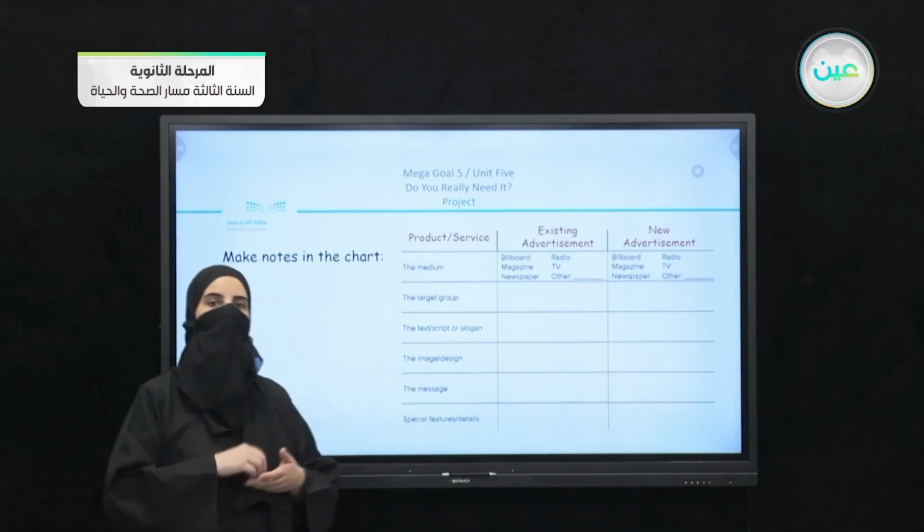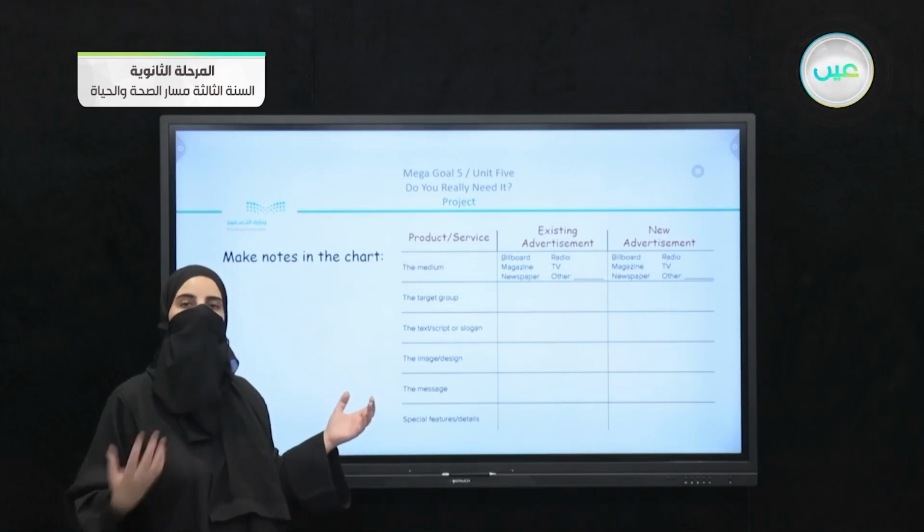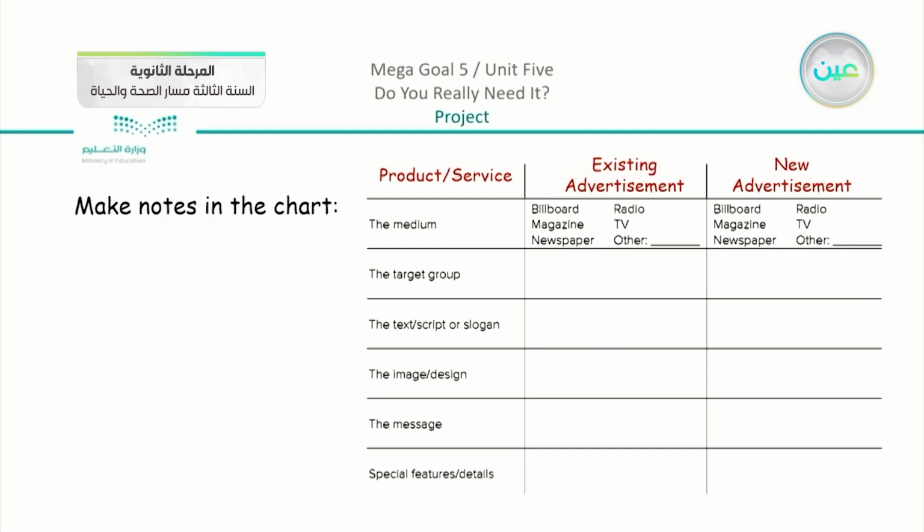So it depends on the product. You are going to write also what the images or the designs that are used are. The message in general, what is the aim here? And we have here special features or details if you're going to add. Now you are going to fill the first column here, which is about the existing project or the advertisement that you have analyzed and talked about together.